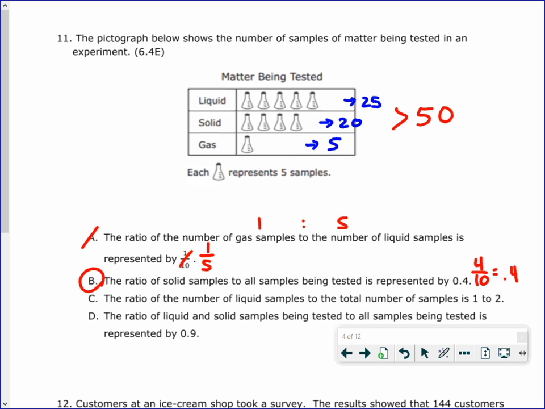The ratio of the number of liquid samples to the total number of samples is 1 to 2. That one looks right. I think I know what the question is now. The question's probably asking which of the following below is incorrect. This is correct. Liquid samples is 5. The total is 10, which is equal to 1/2, so that one's true. And then the ratio of liquid and solid samples, which is 9 over 10, 10 total, and that's 9/10, so that is true. So looks like our answer is going to be A.